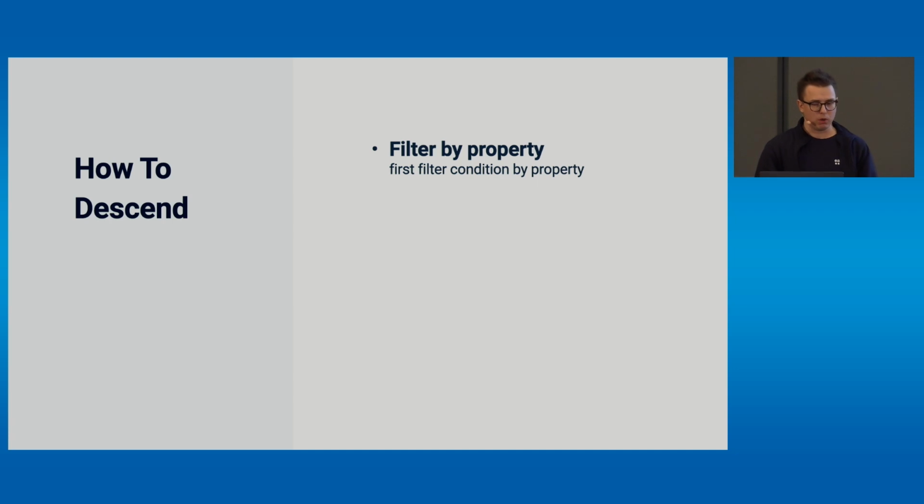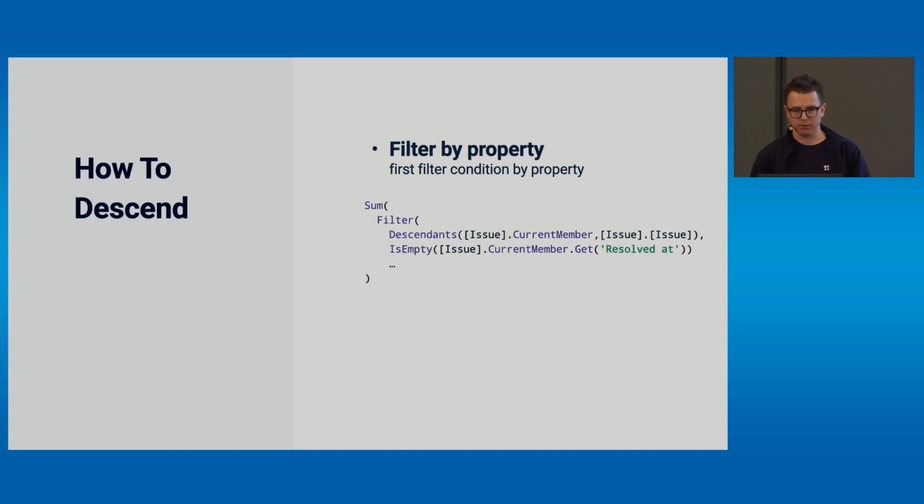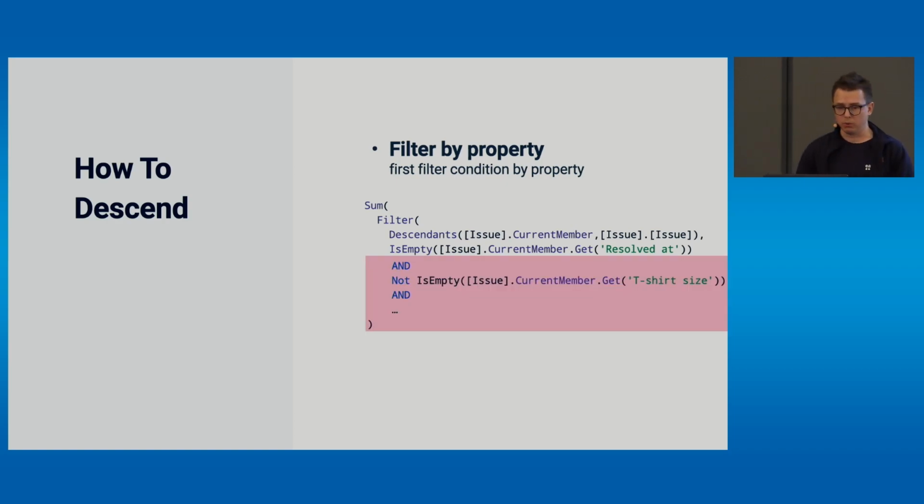So how to do it properly when you must? Whenever possible, set the first filter condition by a dimension property. In this case, the issue resolution date. And try to avoid multiple conditions within the filter condition, because unfortunately we don't know which one would be executed first for the set of issues.